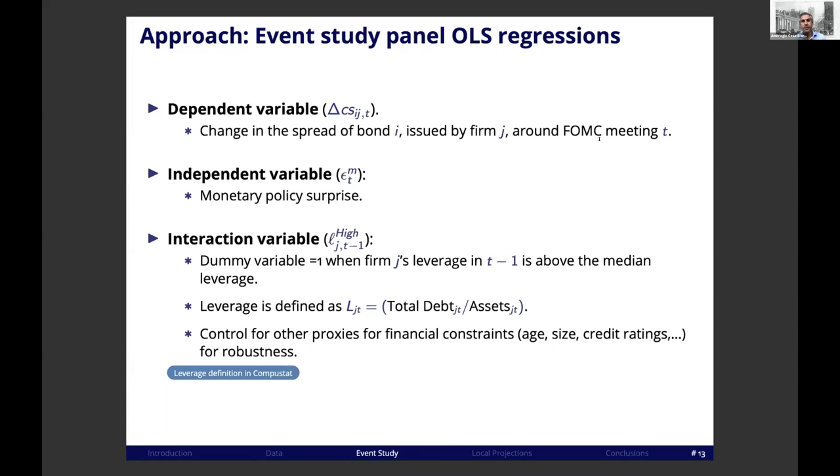And then we're going to consider as a cross-sectional variable this variable, high_{j,t-1}. So this is going to be a dummy variable that takes value of one whenever firm j's leverage in t minus one is above the median of the leverage distribution. We define leverage, as is standard in the literature, as total debt over total assets. And we're going to control for other proxies of financial constraints, such as age, size, credit ratings, and so on. I'm going to show you some results in a minute.